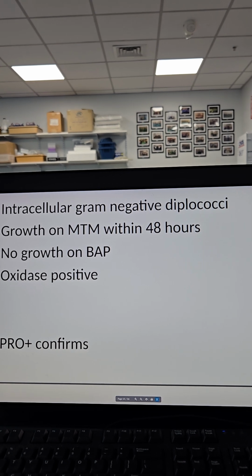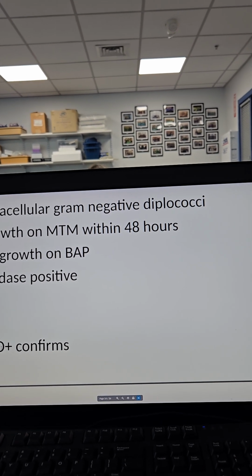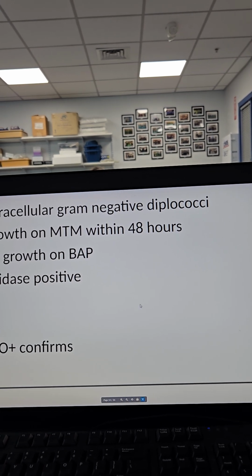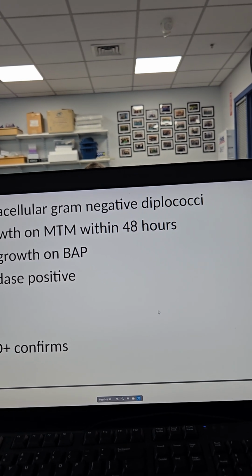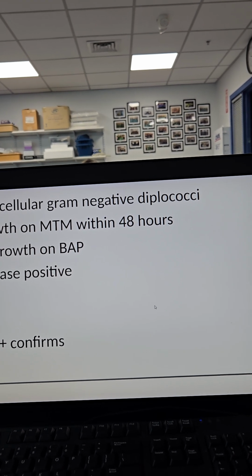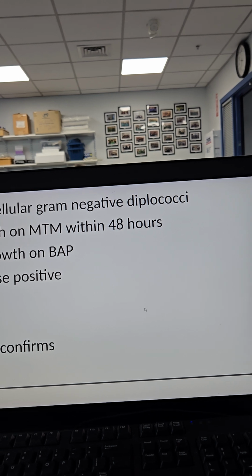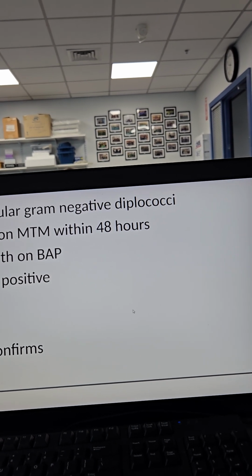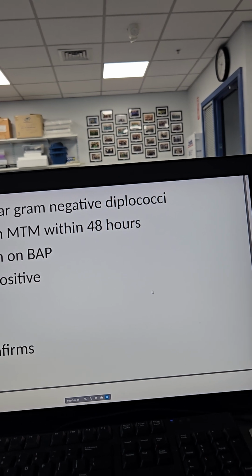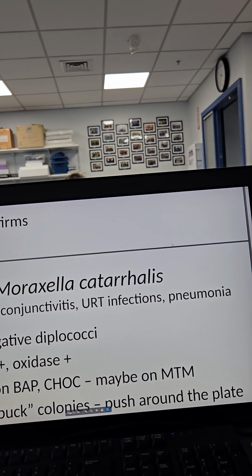So when you get that pro-positive, prolyl aminopeptidase positive, you can put it out as presumptive Neisseria gonorrhea. Now, what do we do instead typically? PCR. So we can do a PCR swab, immediate, you'll get it the same day, good to go. So that's not too bad.